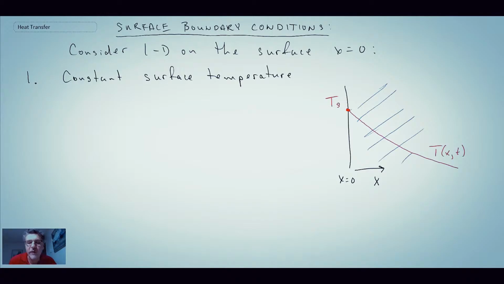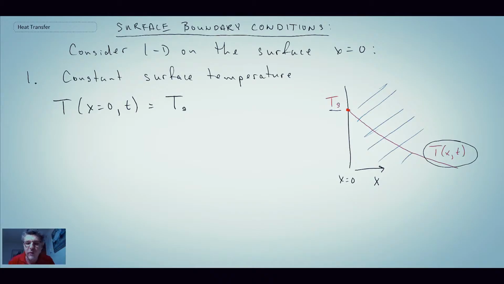Let's assume that we know the surface temperature. We're trying to solve for the temperature within that object, and that is an unknown, but we know the surface temperature. So this would be a constant surface temperature. The way that we can write this out would be T at x equals 0, and for all time, is equal to the surface temperature.